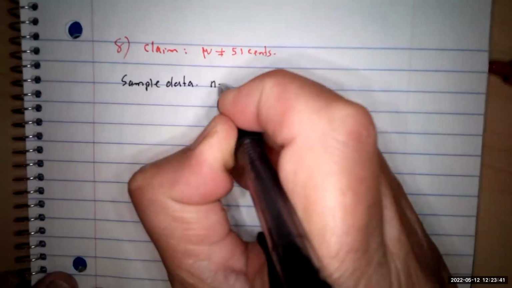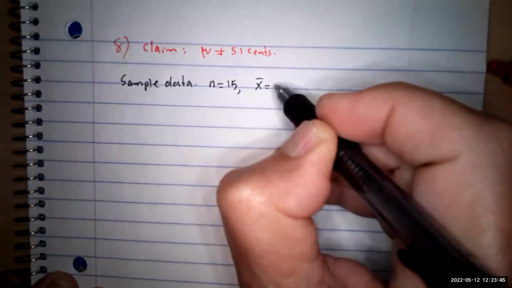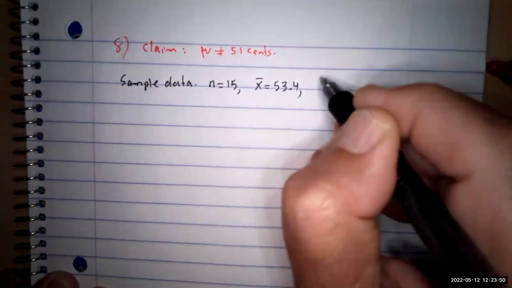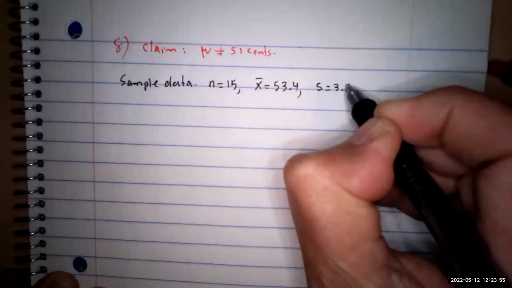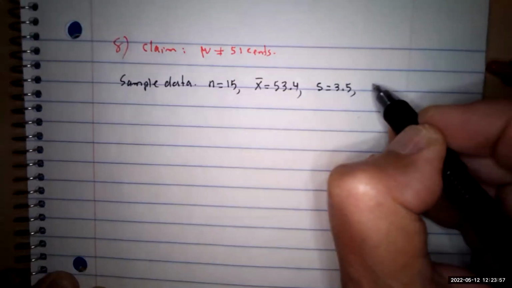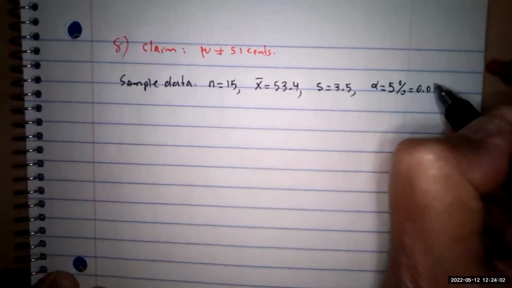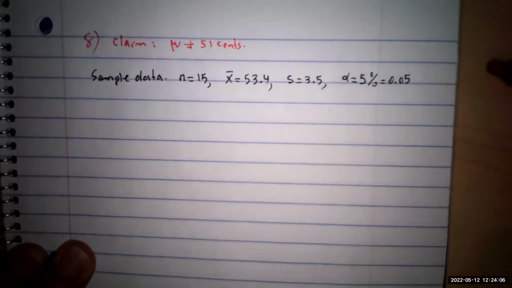Sample data again is going to involve the sample size. We have 15 markets. Then you have to use your calculator to find the X bar for this problem. It's going to be 53.4 cents. Then you have to find the standard deviation. Double check this with your calculator. It's 3.5, and you want to check it against alpha equal to 5%. So again, your extra job is to find that mean and the standard deviation.